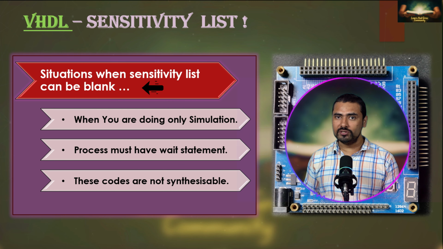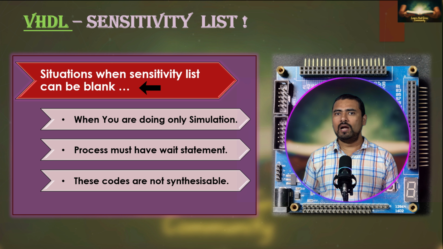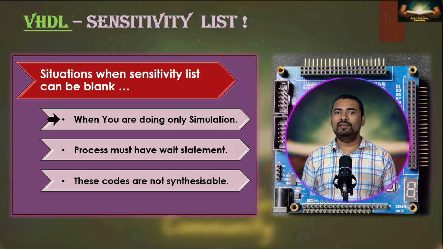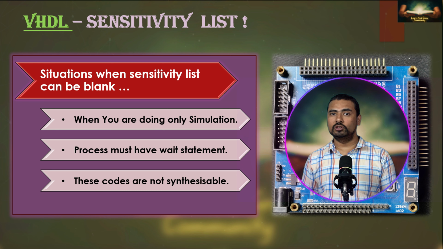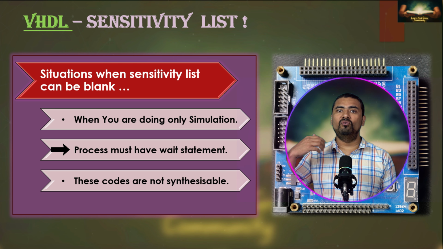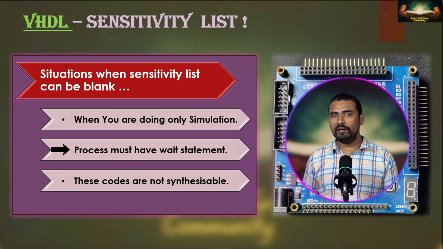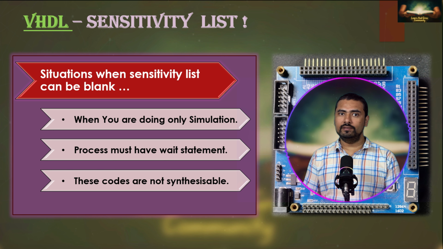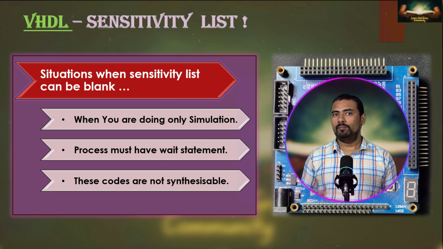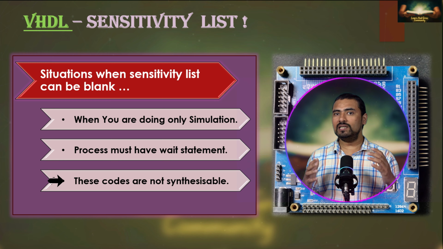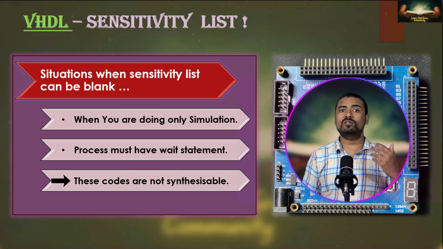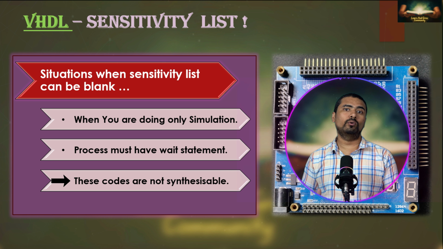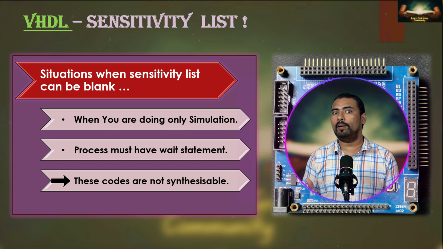Although there are some situations when you can leave your sensitivity list blank. However, there are some conditions to that. The first condition is that such process blocks can be used for simulation purposes only. You can use them for test functions only. Such process blocks must have wait statements inside, which are the alternative to the sensitivity list, and tell your compiler when the process block should run. But the most important keynote is that such VHDL code which has process blocks without the sensitivity list is not synthesizable. This means that you cannot implement it into hardware or an FPGA.